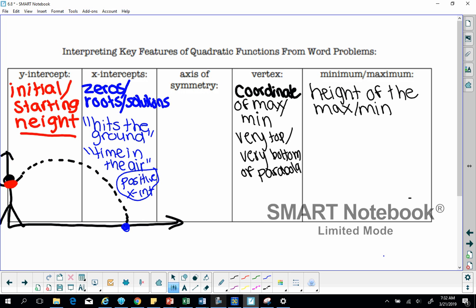So like if I'm going to kick a football or kick a field goal, right? The part that is at its highest point is your max or your min. So like right here, if this is the very, very top, this part right here is your max.